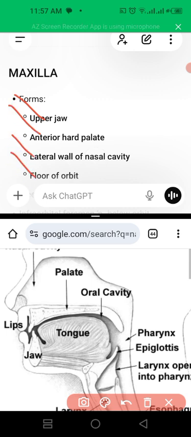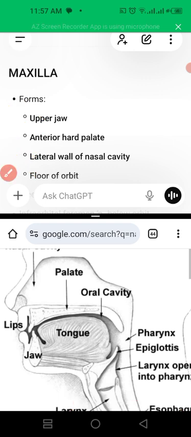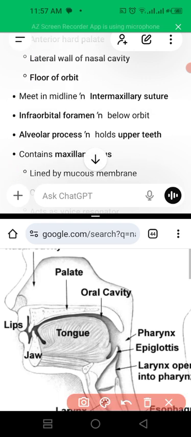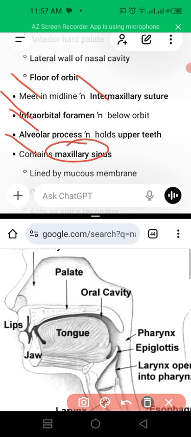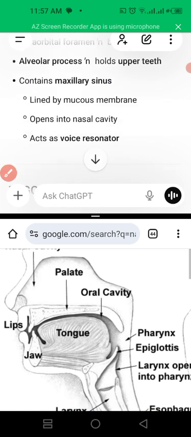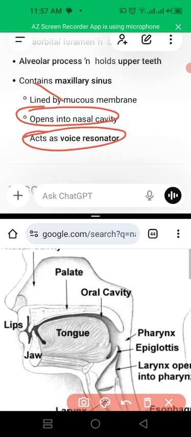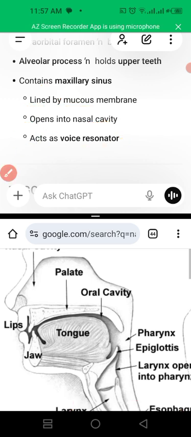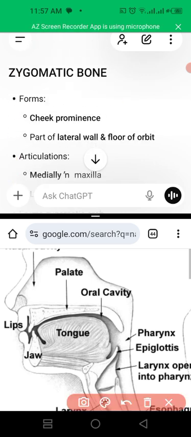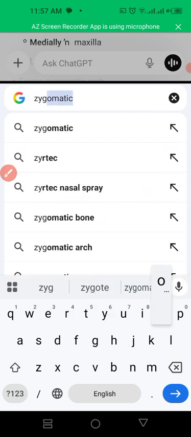The floor is formed by the orbit, and they meet in the midline by the intermaxillary suture, with the infraorbital foramen and the alveolar process, which contain the maxillary sinus. It is lined by mucous membrane, opens into the nasal cavity, and acts as a voice resonator. This is the maxilla. Another one is the zygomatic bone, the cheek prominence. The zygomatic bone forms the cheek prominence.